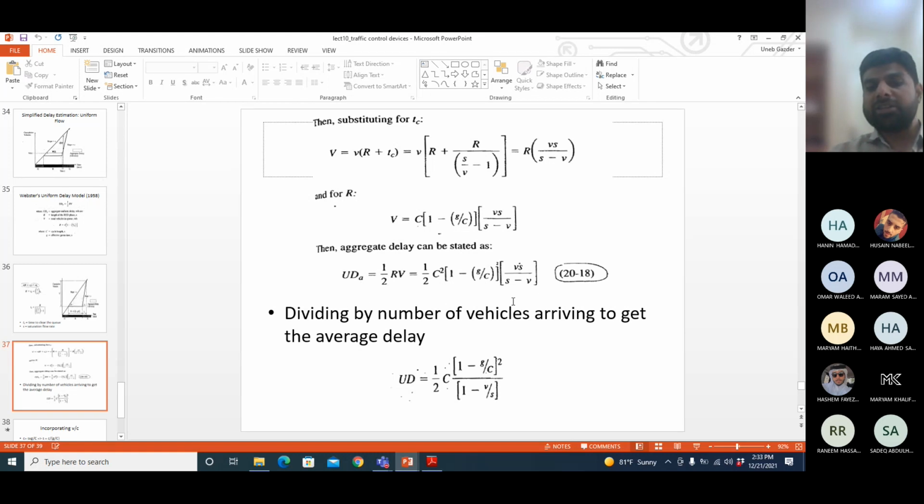Now, if this equation is divided by the number of vehicles arriving, you will get the average delay. This is the total delay divided by the number of vehicles. So this whole equation divided by the number of vehicles arrived gives you the uniform average delay, and this is the equation for uniform average delay.